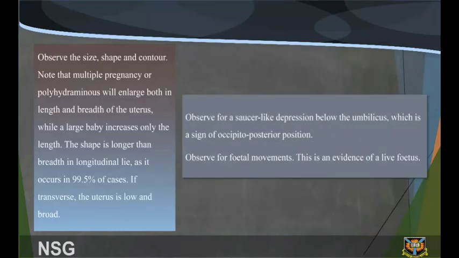Note that multiple pregnancy or polyhydramnios will enlarge both the length and breadth of the uterus, while a large baby increases only the length. The shape is longer than breadth in longitudinal lie, as it occurs in 99.5% of cases. If transverse, the uterus is low and broad. Observe for a saucer-like depression below the umbilicus, which is a sign of occipito-posterior position. Observe for fetal movement. This is evidence of a live fetus.